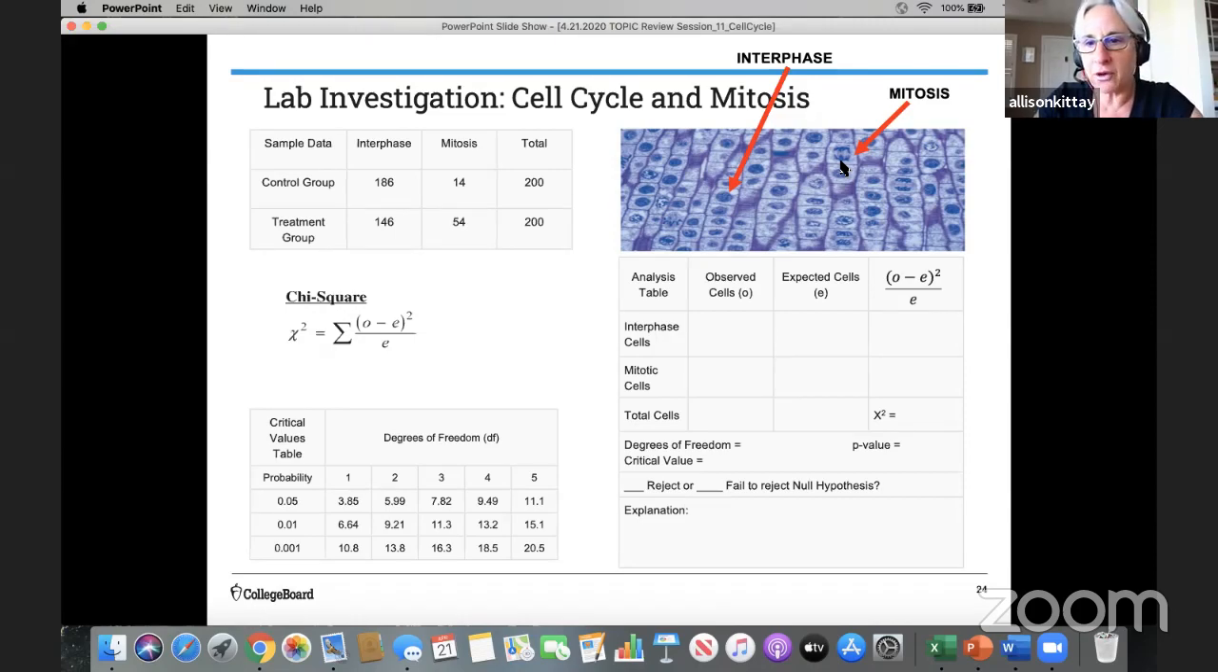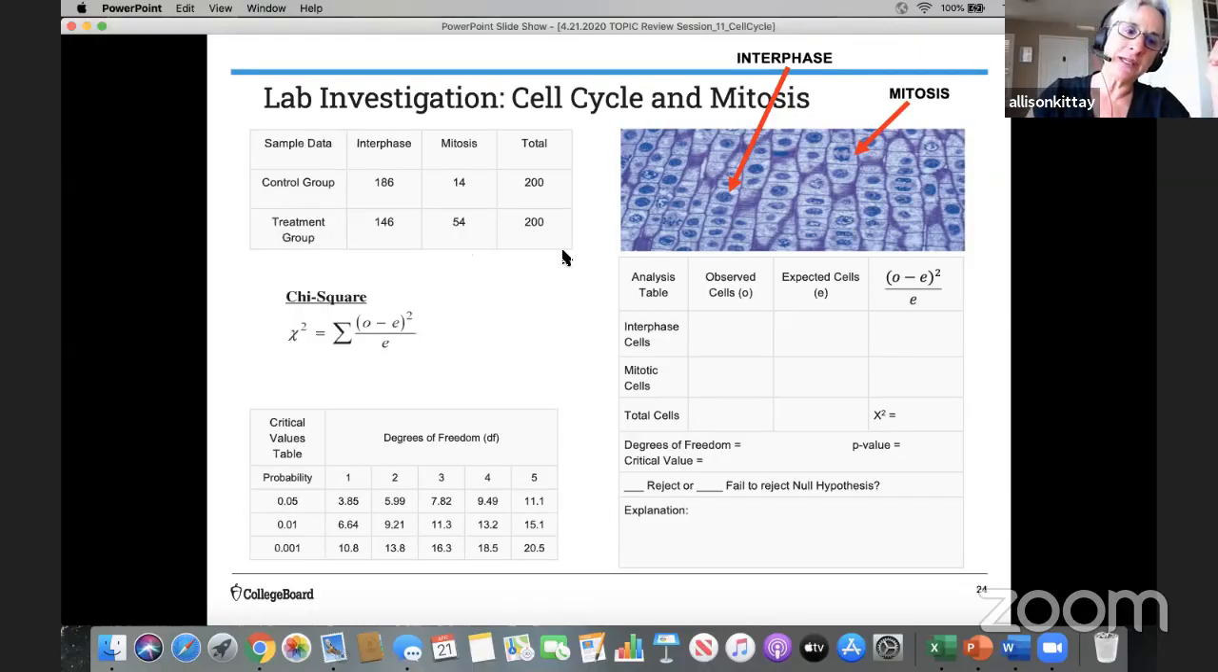There's a bunch of other examples. You can see a cell here, and you can see a cell here that are dividing. Here's one, this is in prophase. So basically what happens is students make their slides and then they count up the number of cells they see dividing and not dividing.